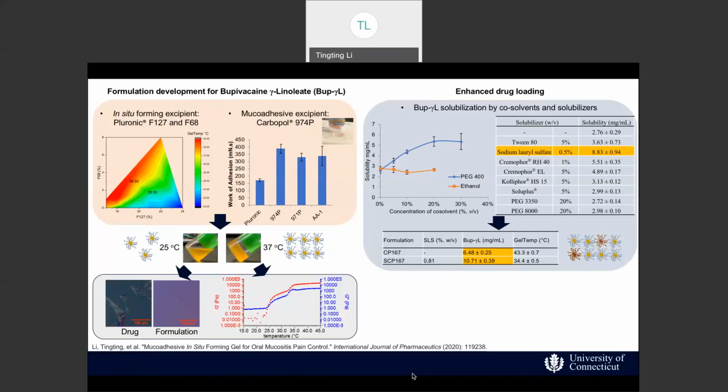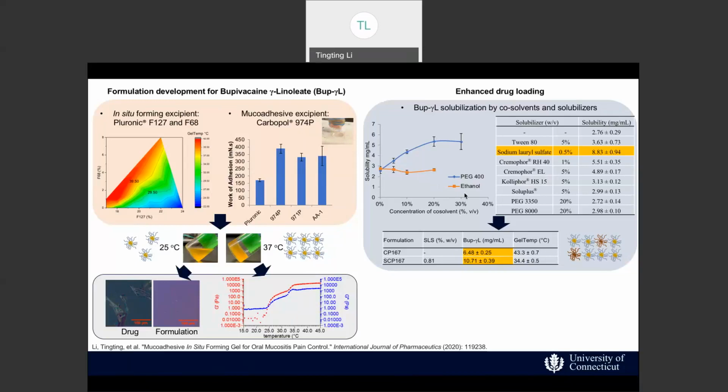So in order to enhance the drug loading in the formulation, I did drug solubilizing experiments with two different strategies. The first strategy to enhance the drug solubility in the system is to use a cosolvent system. So I tried two cosolvents here. And just to clarify, both of them are cosolvent systems with water. So I tried two different cosolvents here. First is PEG 400 and second is ethanol.